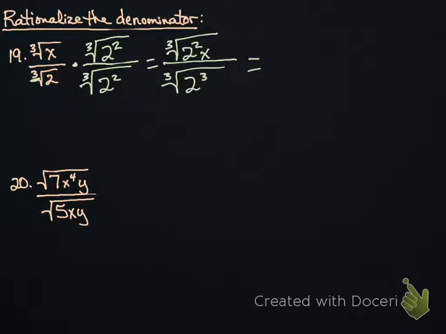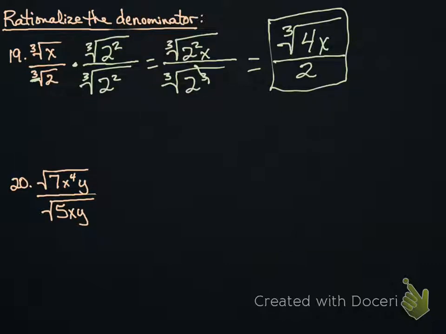Then let's simplify. On top, I have the cube root; 2 squared is 4x. On bottom, my radical and my exponent cancel each other out, or they reduce, and so I'm left with the number 2. And there's my answer.